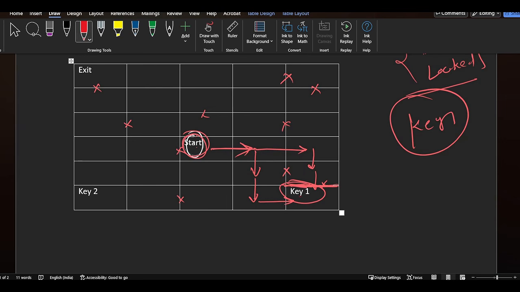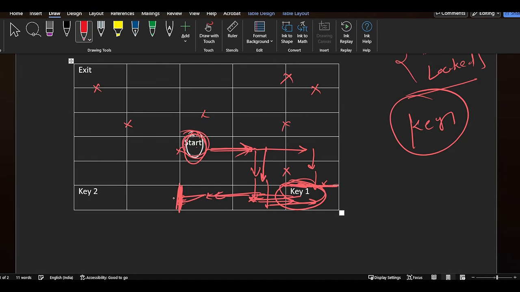Now suppose we again travel to the left. Again we travel to the left. Now again we travel to the left, but this is an invisible wall, so we cannot travel left. But we have identified that this is an invisible wall, so we collided with it. Now again we start with our starting point. Again we go right, following the same path. We go down, then down again, and collect key number 1.